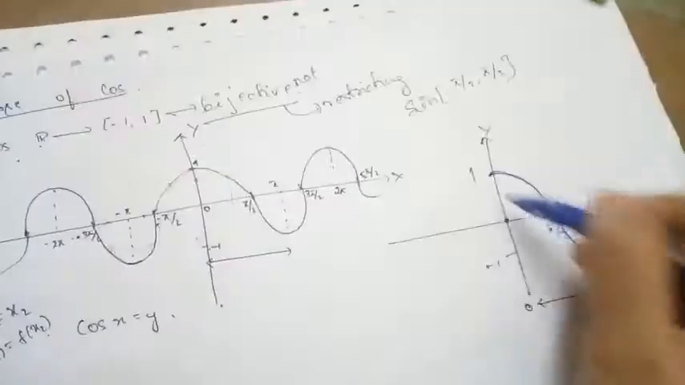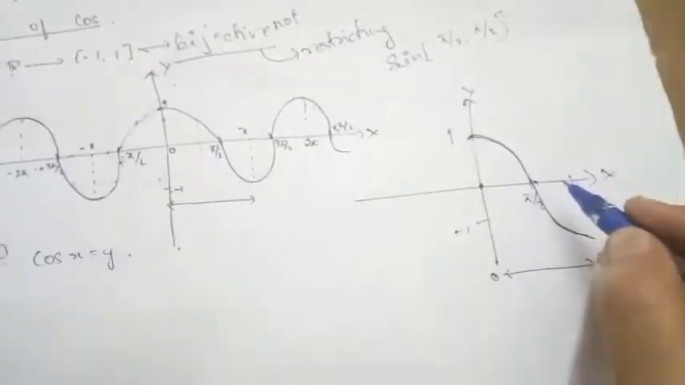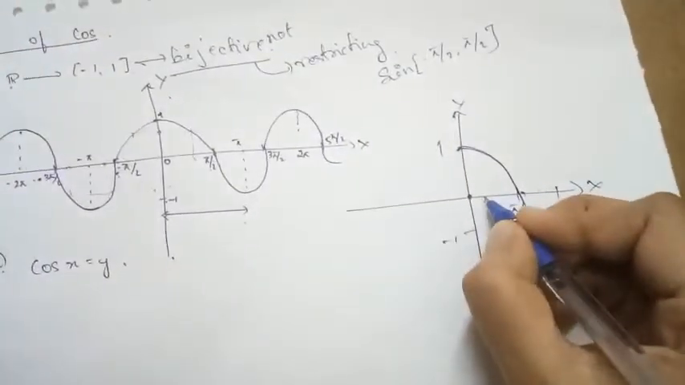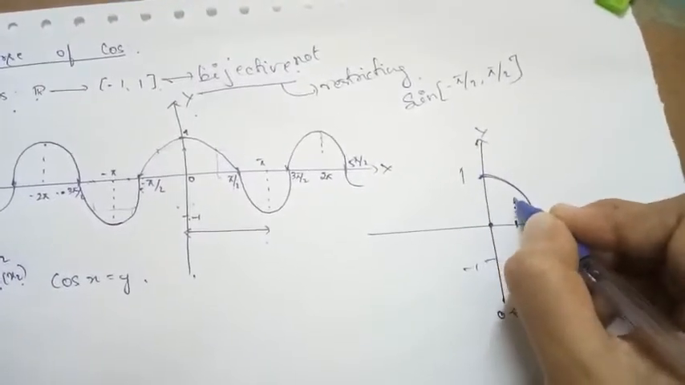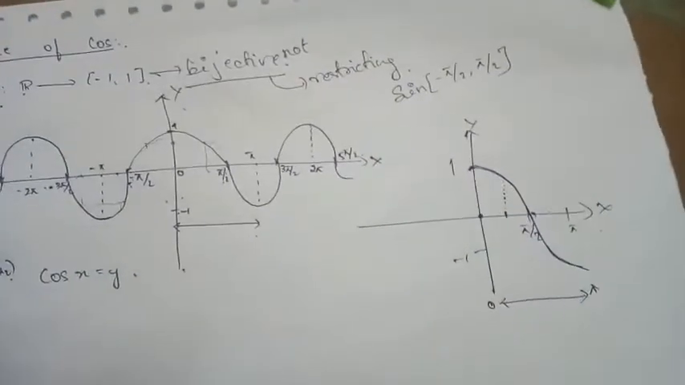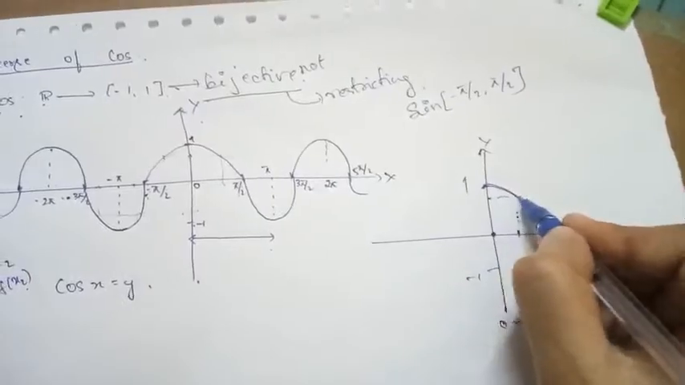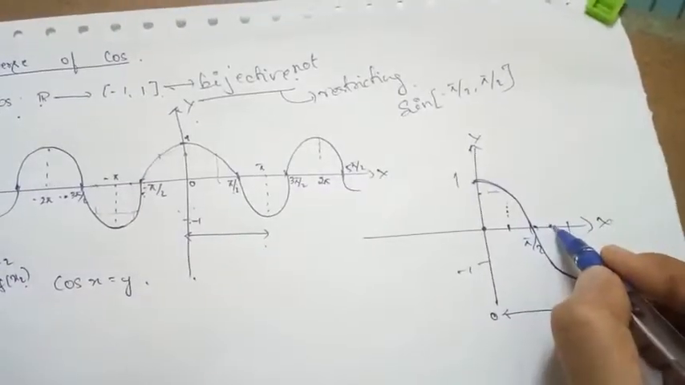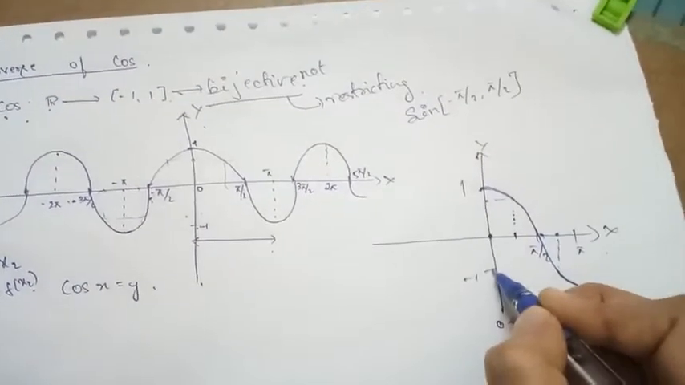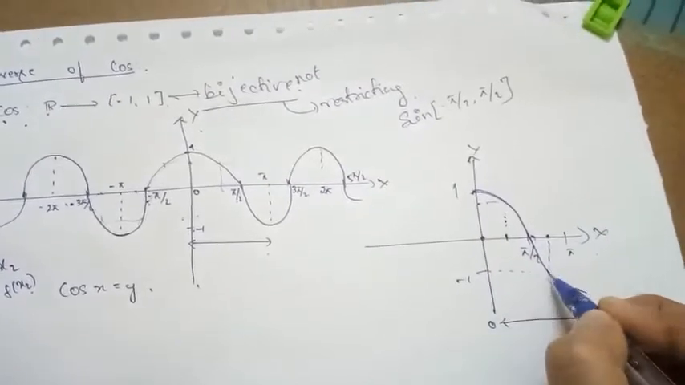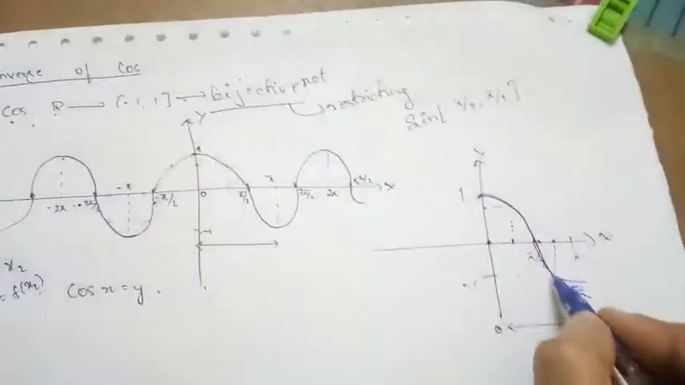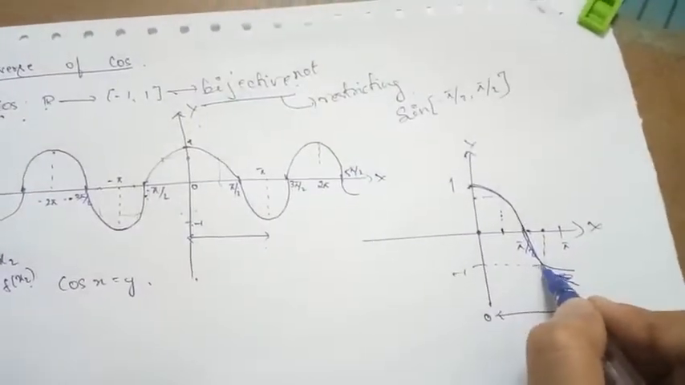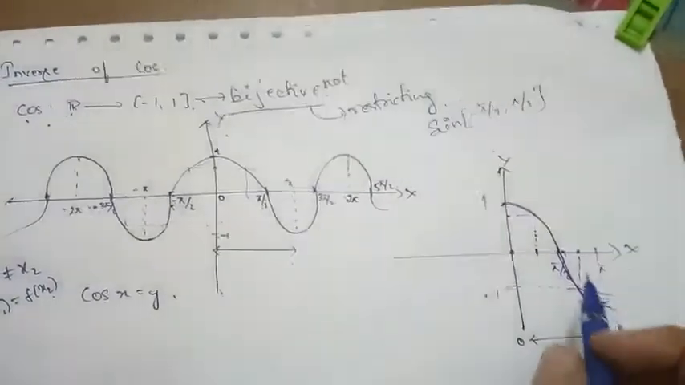In this graph, for each value of x, if you take any value, we get one and only one image of that point. If you consider any one point, you get one and only one image. Sorry, it will not come like this, it will be like this. So we get one and only one image.